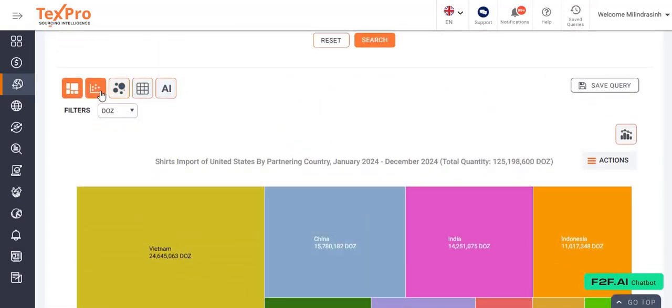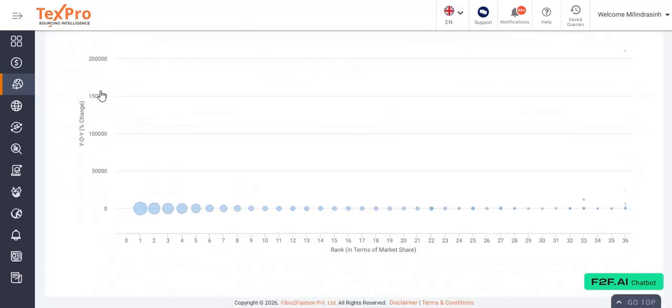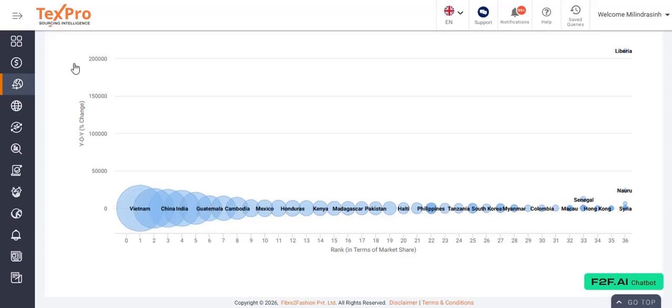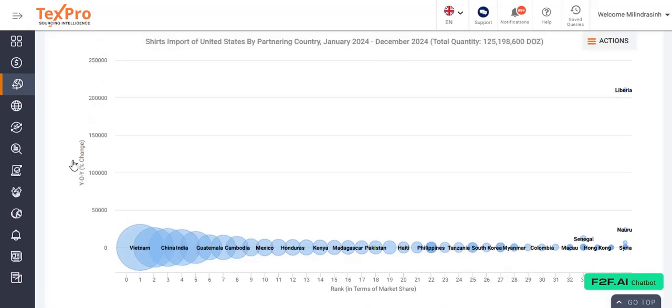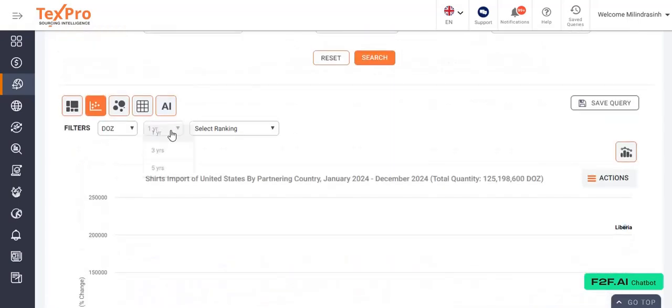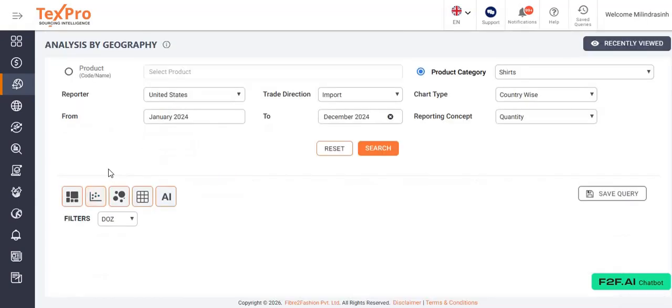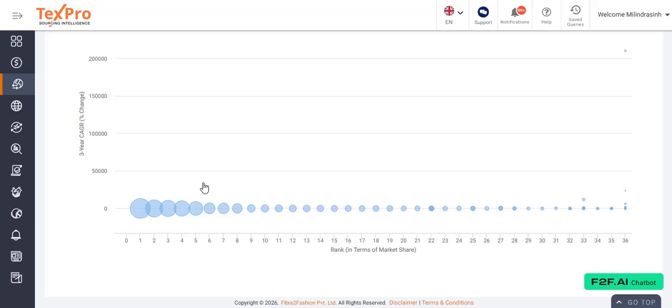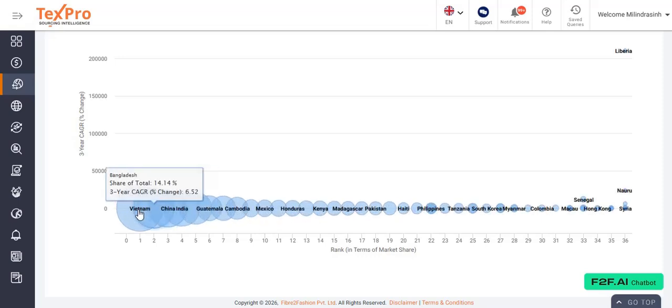Now again, what we would recommend is to plot them on a bubble chart. Over here, we have the y-axis as 1 year growth rate, so let's convert this to 3 year growth rate. The bubble size shows the percentage share the partnering geography holds in the total shirt imports of the US. Larger the bubble, higher the share, and based on that, the ranking is on the x-axis.